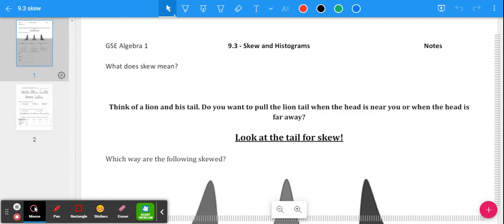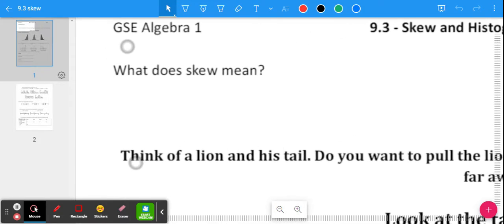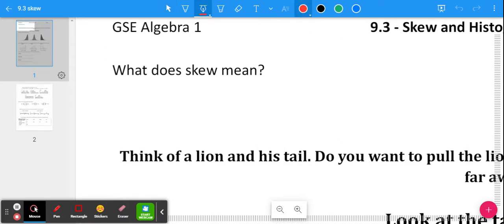This is 9.3 skew and histograms. So what does skew mean? When a graph or a box plot or a histogram or a dot plot are skewed, that means that there is information in that set of data that is far greater, far larger, or there's a trend of symmetry or normalcy in that set of data. So skew tells us the shape of the data.